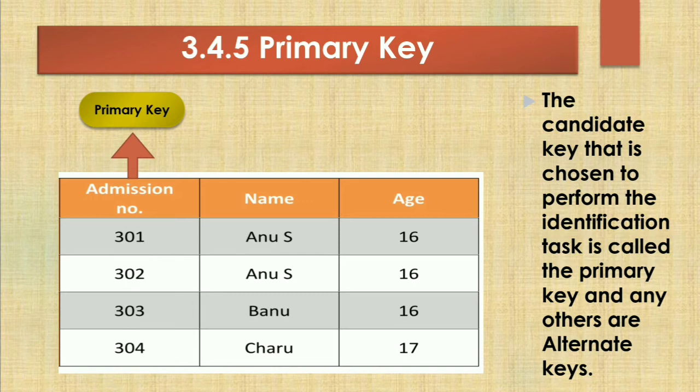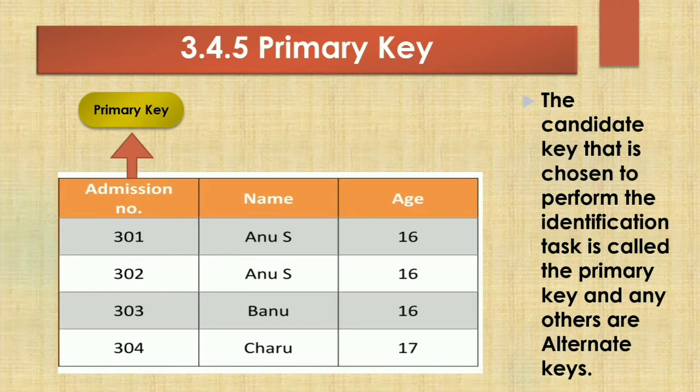So in the entire table there are many columns participated, but we select one column, that is one key, to perform identification task. That is, uniquely you have to identify one person. For that one column will be selected and that column is termed as primary key. So in a table you can create number of columns, but one column we have to set as primary key just to avoid duplicate records.